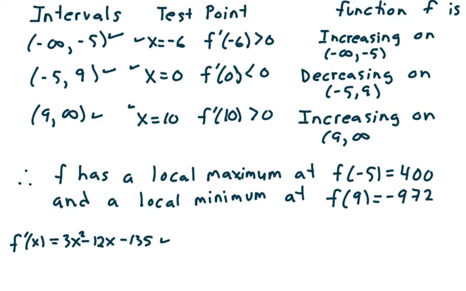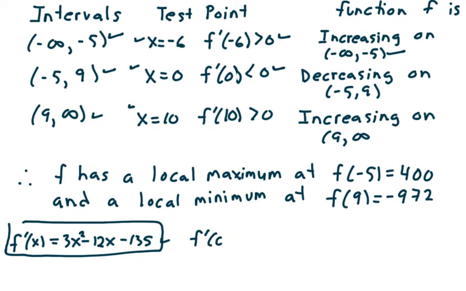If you plug those test points into the first derivative, what you're going to notice is f prime of negative 6 is positive. And what that says is f is increasing on the interval from negative infinity to negative 5. When I plug x equals 0 into the first derivative, you're going to find that it's negative. The reminder is down here, this is what the function is. So when I replace x with 0, notice how f prime of 0 is negative 135.